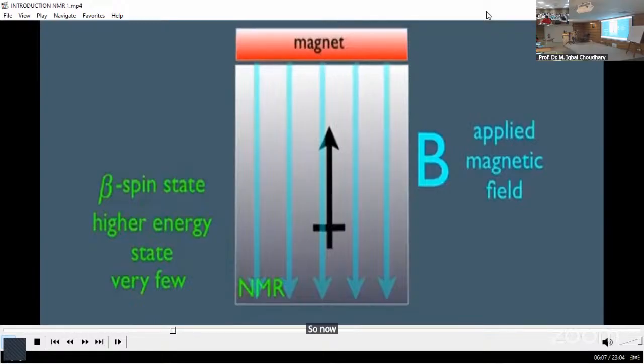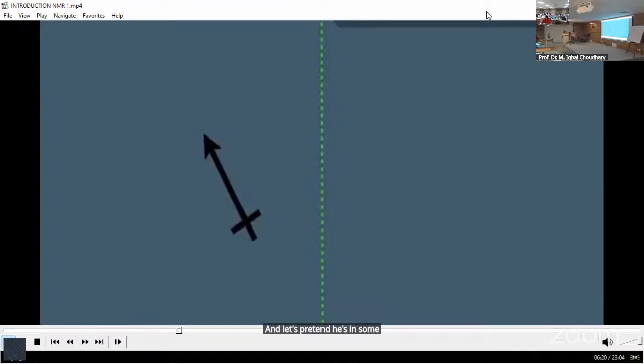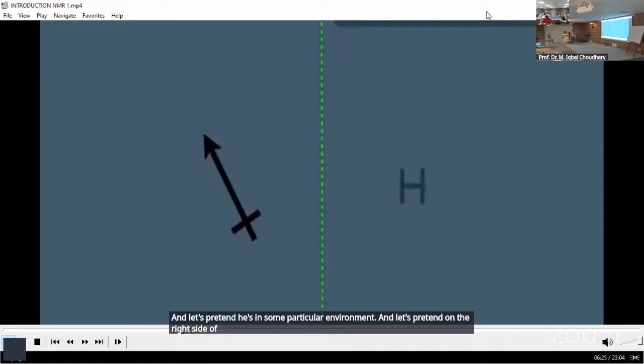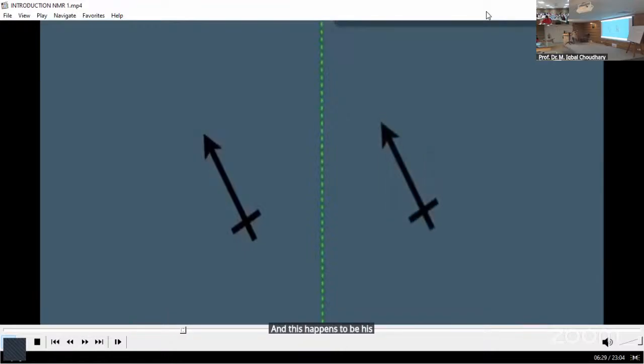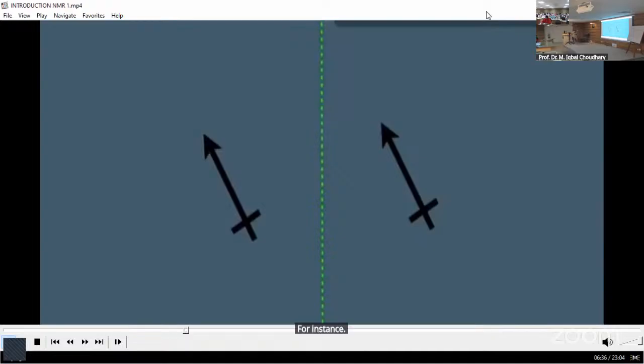So now let's apply what we just learned here to an actual H atom. Again, let's represent our H atom as some kind of magnet with this orientation, and let's pretend he's in some particular environment. And let's pretend on the right side of our screen we have another H atom, and this happens to be his magnetic orientation. But let's say his environment is different from the one on the left. For instance, let's say he just so happens to be surrounded by many electrons.